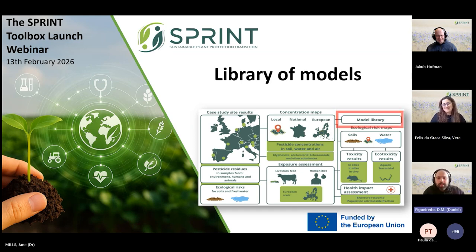Thank you, Vera. I'm just going to discuss the model library. So this is a collection of different available fate models. Some were used within SPRINT, many were not used within SPRINT. Next slide, please.